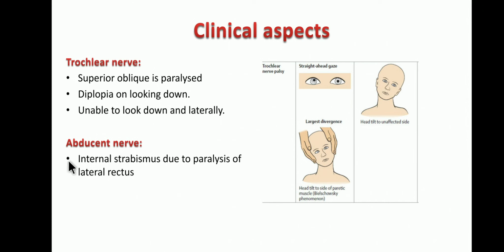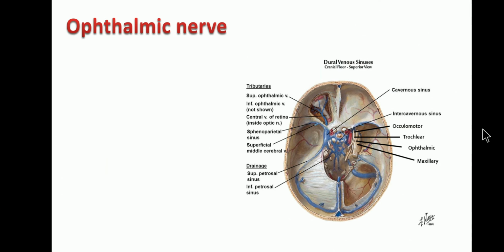Next, abducent nerve damage creates internal strabismus because the lateral rectus is paralyzed. So the unopposed action of the medial rectus will result in internal strabismus. The nerve might be damaged by increased intracranial pressure, or even by stretching of the nerve. So next, coming to the ophthalmic nerve.